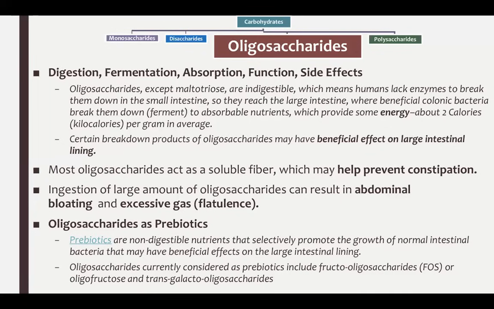Sometimes they are also used as prebiotics. Prebiotics are non-digestible nutrients that selectively promote the growth of normal intestinal bacteria that may have beneficial effects on the large intestinal lining. When oligosaccharides are taken as prebiotics, they affect the bacteria in the large intestine, which are good bacteria for us, and they promote the growth of the normal intestinal bacteria.